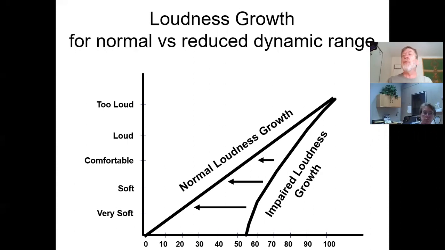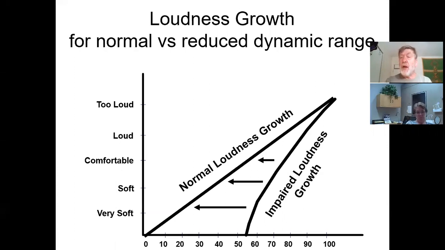So now look at normal loudness growth, the 45-degree angle line. To a normal hearing person, 10 or 20 decibels sounds very soft. To a normal hearing person, 50 or 60 sounds comfortable. And to a normal hearing person, 90 to 100 begins to sound too loud. Now let's go and damage your hair cells. If we go in and ruin your outer hair cells, so now you can't hear sounds below 50. So look at the steeper line.